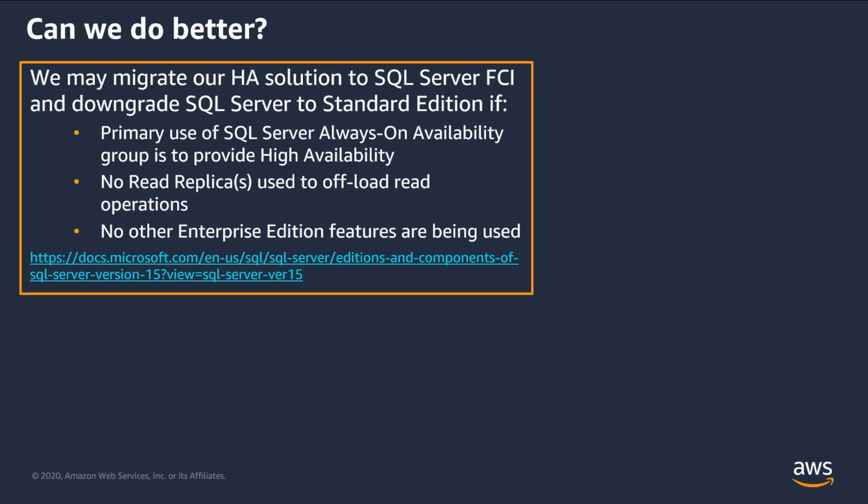If the driver for deploying Enterprise Edition was primarily to achieve high availability using Always On availability groups, then we can downgrade SQL Server to Standard Edition. However, SQL Server Standard Edition supports only basic availability groups that are limited to a single database per group, which would work only for simple SQL Server scenarios. Thus, if we decide to downgrade the edition of SQL Server, we will have to replace the high availability implementation from Always On availability groups to SQL Server Failover Cluster Instance, or FCI.